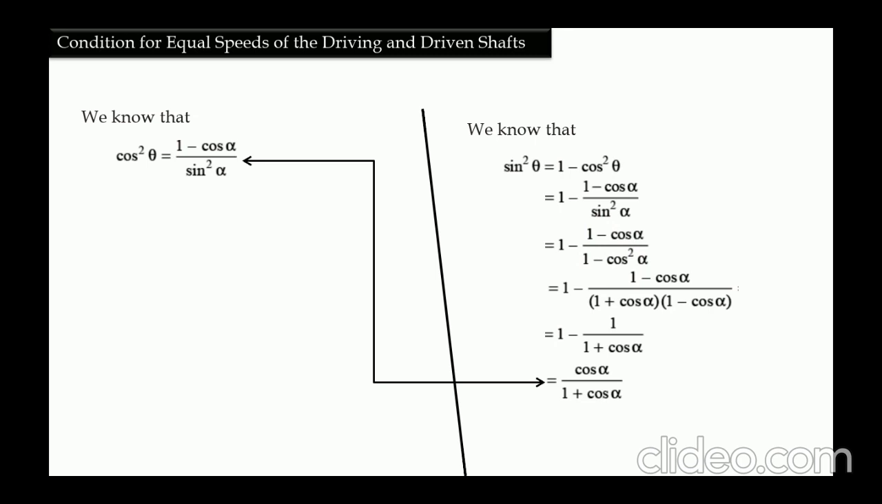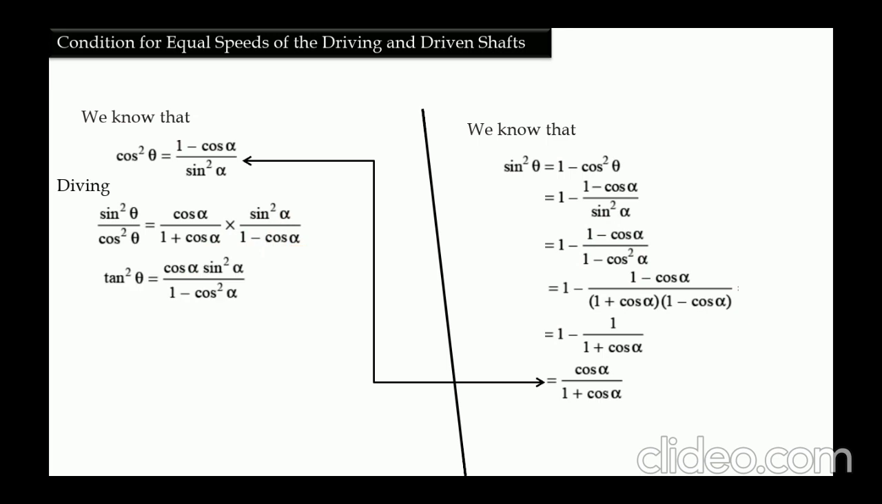Now, if we take the ratio of these two, dividing these two equations, we can get sin square theta upon cos square theta is equal to cos alpha upon 1 plus cos alpha into sin square alpha upon 1 minus cos alpha. So sin square theta upon cos square theta is nothing but tan square theta. And the right hand side will be cos alpha into sin square alpha divided by 1 minus cos square alpha. So 1 minus cos square alpha is sin square alpha, so sin square alpha will get cancelled. So we'll have tan square theta is equal to cos alpha. That is, tan theta is equal to plus or minus under root cos alpha.